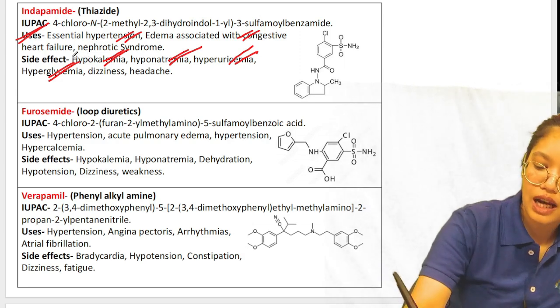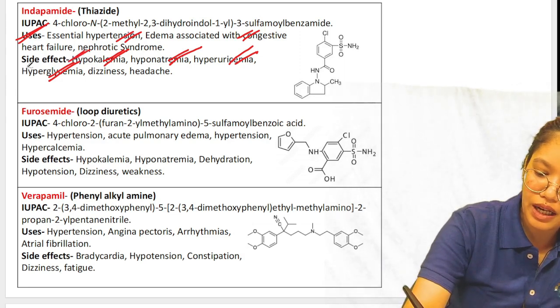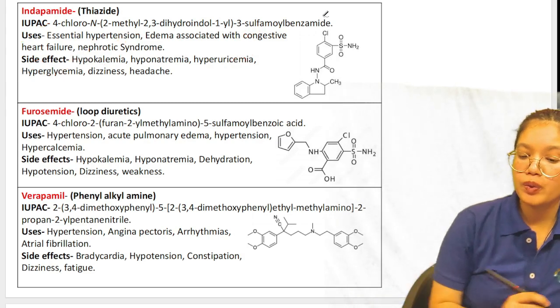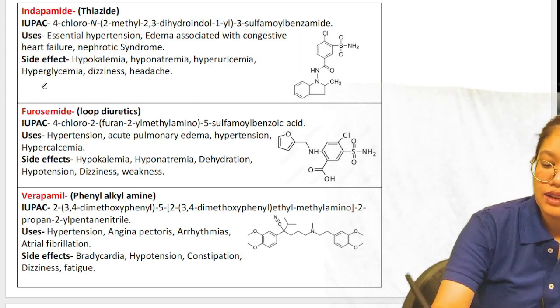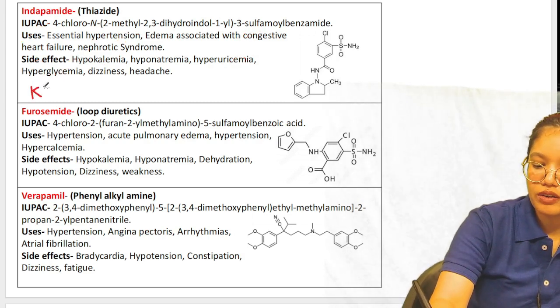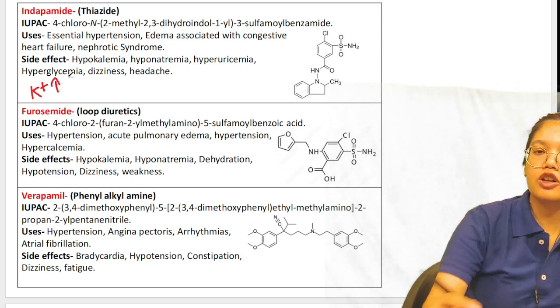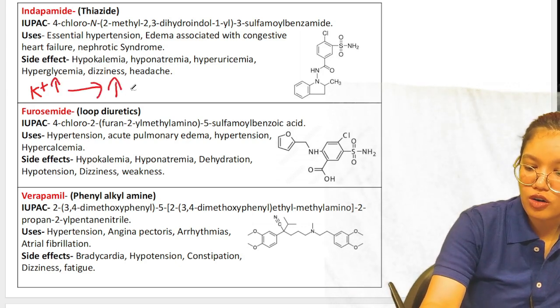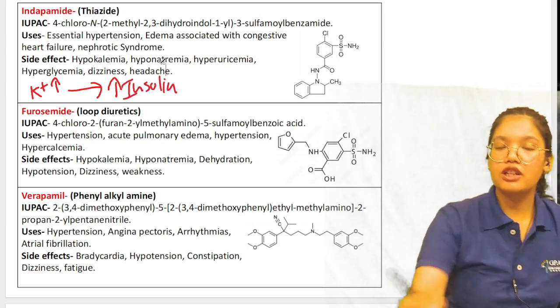Okay, so now this hypokalemia and this hyperglycemia, these side effects are linked to each other through the potassium level. Whenever there is an increase in the potassium level or the potassium channel opens, it results in an increase in insulin release. So this results in the insulin release.